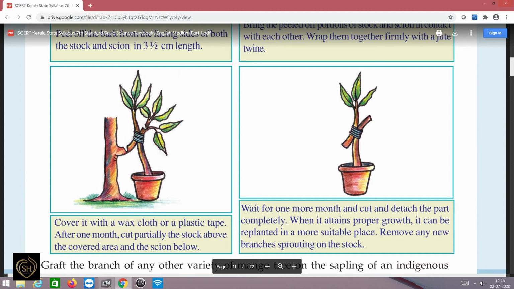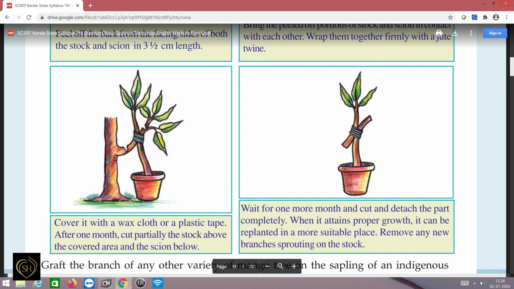Cut partially the stalk part above the covered area, and the scion below the covered area, only partially, don't cut completely. And again you wait for 1 more month. Then you can cut and detach the part completely.